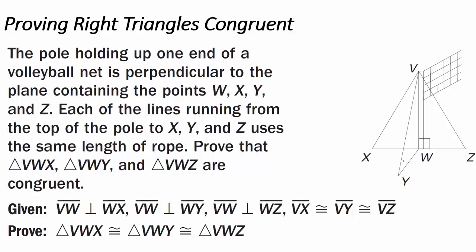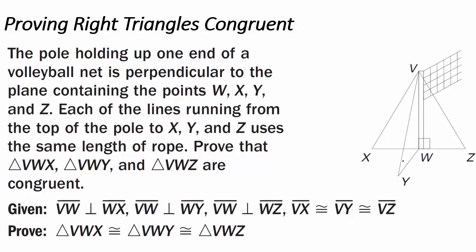Example 2, proving right triangles are congruent. The pole holding up one end of a volleyball net is perpendicular to the plane containing the points W, X, Y, and Z. Each of the lines running from the top of the pole to X, Y, and Z uses the same length of rope. Prove that triangle VWX, triangle VWY, and triangle VWZ are congruent.